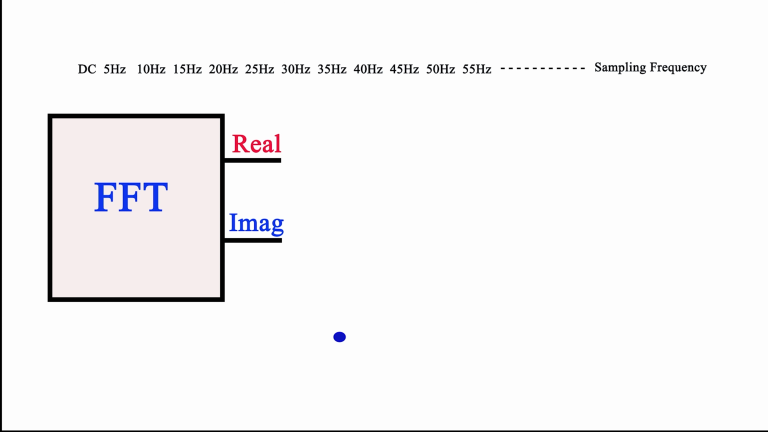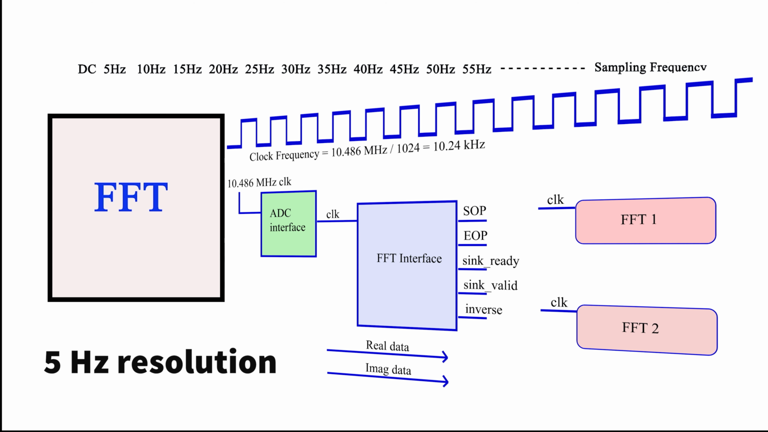So our starting point today, we have our complex outputs from the FFT. So this is DC, 5 Hz, 10 Hz, all the way up to the sampling frequency of around 10 kilohertz. Now, the reason our resolution is 5 Hz, and by the way, this is critical, is because we need our frequency bins to fall exactly on 50 Hz, 100 Hz, 150 Hz, and so on. So because we chose a 2048 point FFT and, to be more specific, a 10.24 kilohertz sampling rate, each frequency bin will be at 5 Hz.